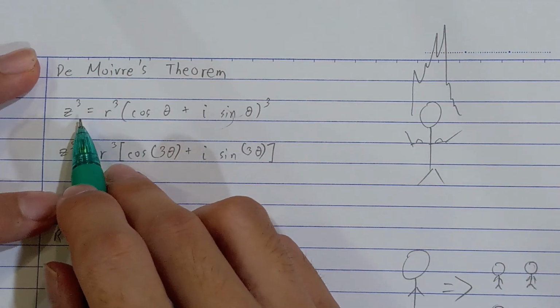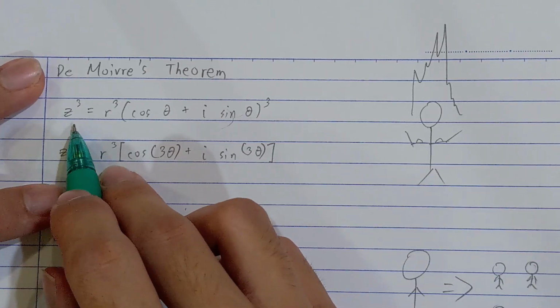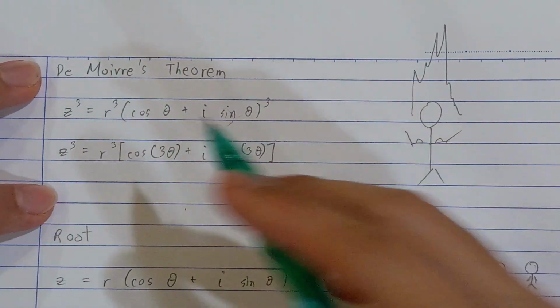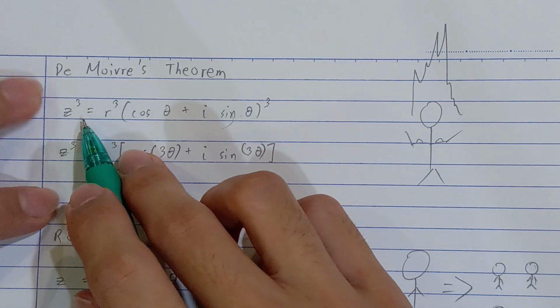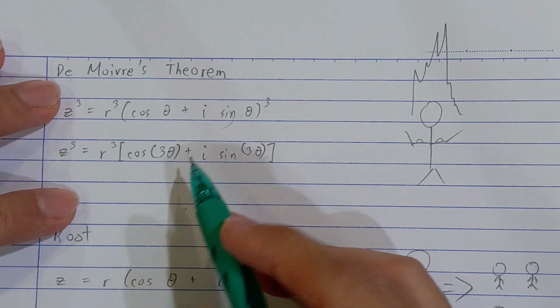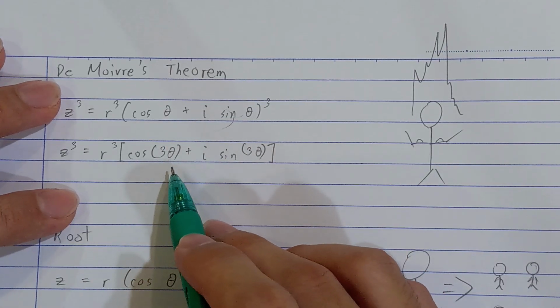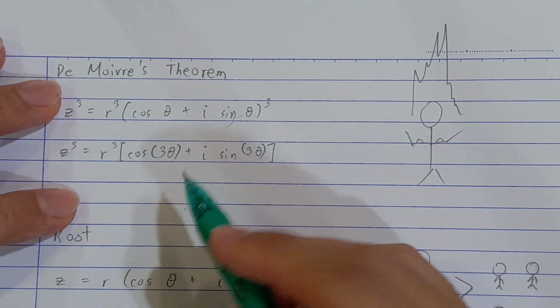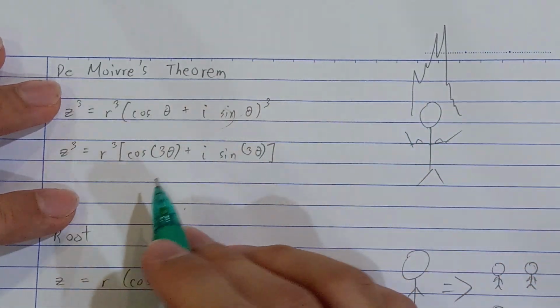If what you're powering up with is not the same complex number, then you multiply the two angles together. So let's say theta right now is 2, and your other complex number is 3, so you multiply them together.